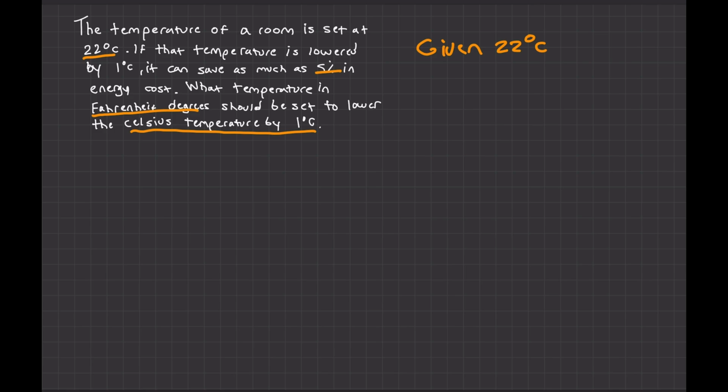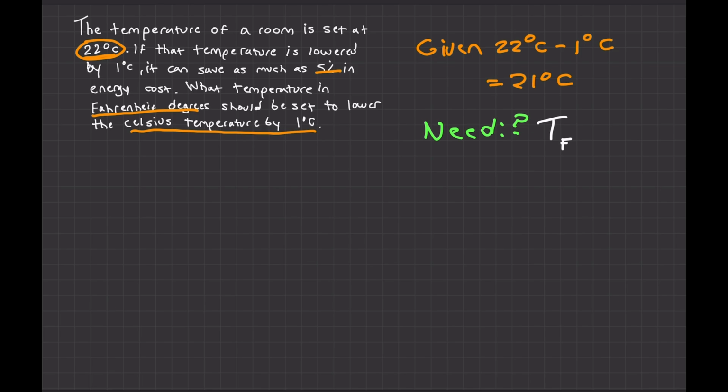So we're given 22 degrees Celsius in this problem, and we're going to lower the temperature of that room by 1 degree Celsius, right? So what does that give us? That gives us 21 degrees Celsius. And now what do we need? What is the question asking? Well, we need the temperature in Fahrenheit, right? So that's what that T is.